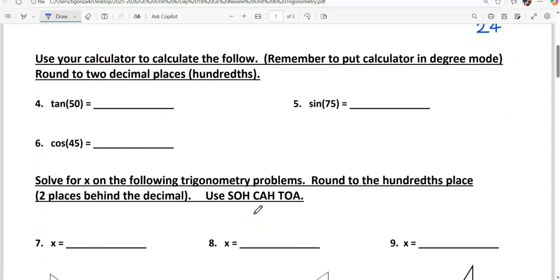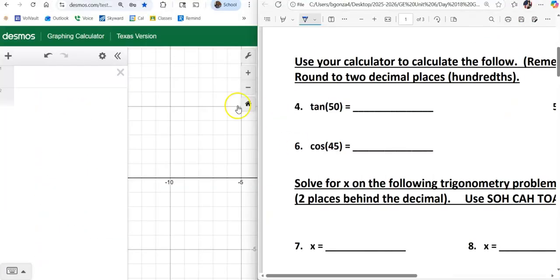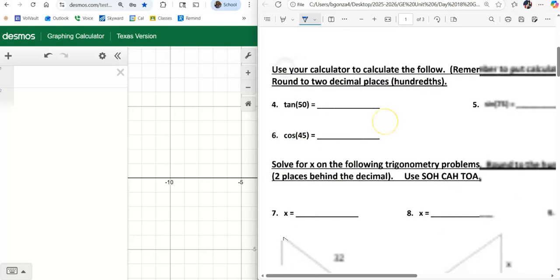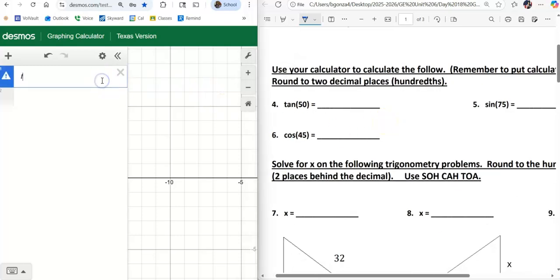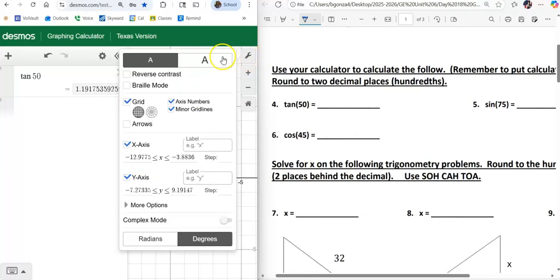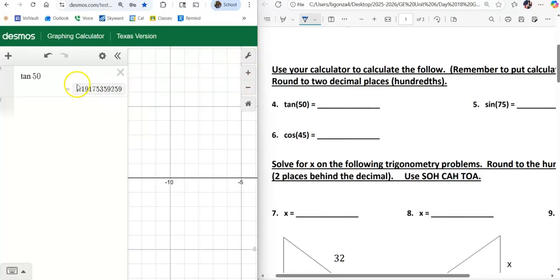Okay, down here, these are easy. Just type them in. Use your calculator to calculate. Tan 50, literally. 1 point. And by the way, you click the wrench for settings. You have to make sure that degrees is darkened here. Okay, but we're going to round now to 2 decimal places. So 1.19.